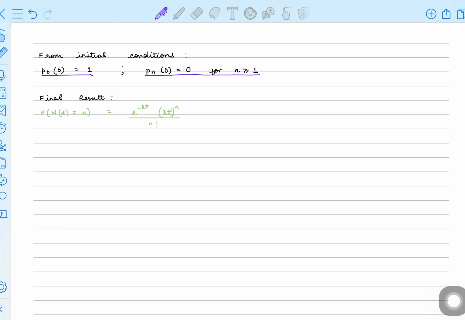Therefore, after solving both of these cases, we obtain the probability of the number of events occurred in the time interval t is equal to n is represented by e to the power minus lambda t multiplied by lambda t to the power n upon n factorial. This can also be represented as N of t follows Poisson distribution with the parameter lambda t. So, the number of events occurring up to the time t follows a Poisson distribution with the mean lambda times t.